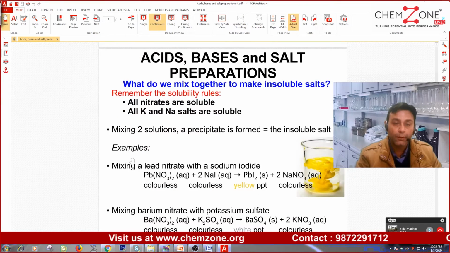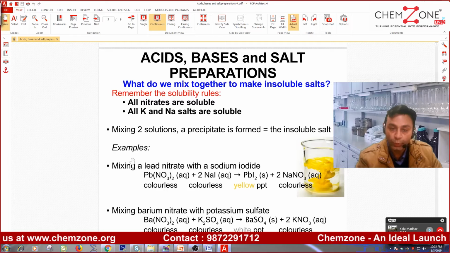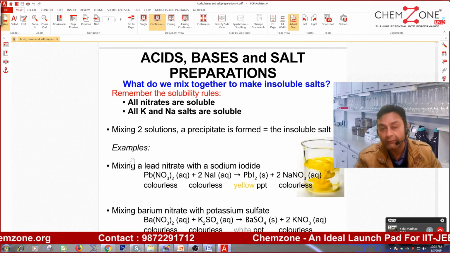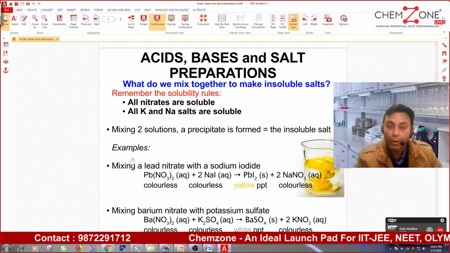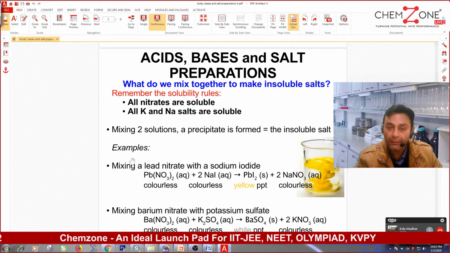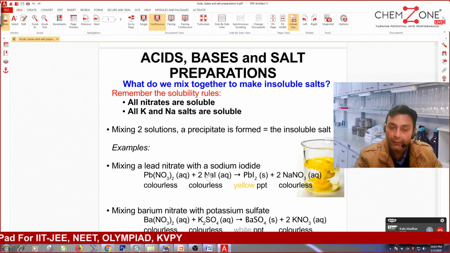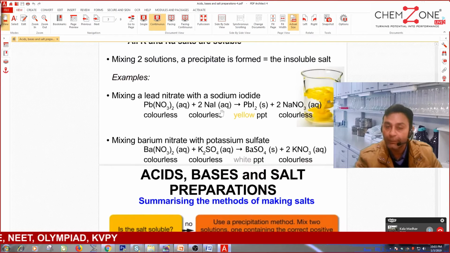Now, what do we mix together to make insoluble salts? To make insoluble salts, we must remember all the nitrates are soluble. All the potassium and sodium salts are soluble. Make two solutions, and the PPT will be formed. Like we have lead nitrate and sodium iodide. They are colorless, and after mixing, we get lead iodide, which is a yellow PPT. Barium nitrate and potassium sulfate give barium sulfate, a white PPT.